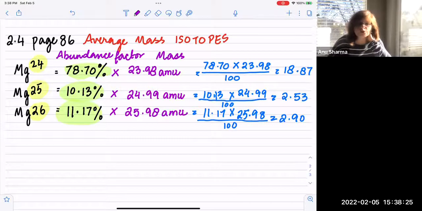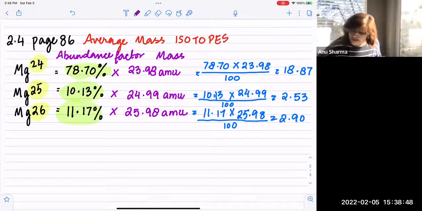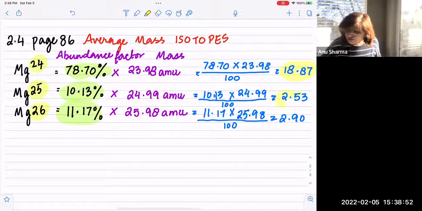Or you can also do 0.7870 times 23.98. That's also fine. So same way, 10.13 times 24.99 divided by 100. And 11.17, that's the percentage, times 25.98 divided by 100. Okay, so that gives you the masses 18.87, 2.53, and 2.90.